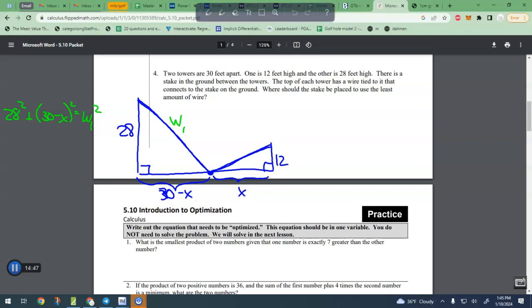So what would I do to that to get W1 by itself? This is the part where you tell me what to do to it. I would square root it, right? 'Cause it's squared. So W1 is the square root of all that stuff: 28 squared plus (30 minus x) squared.